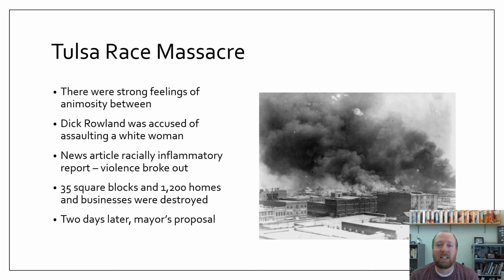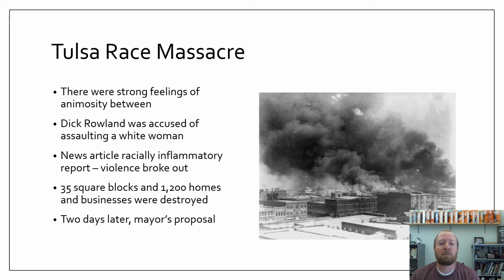Immediately, Dick was arrested. While in jail, the Tulsa Tribune wrote an article, racially charged, talking about the horrendous assault that Dick Rowland had committed against this young white woman. Violence broke out. 200 men surrounded the courthouse and demanded that Dick Rowland be released to their vigilante justice.